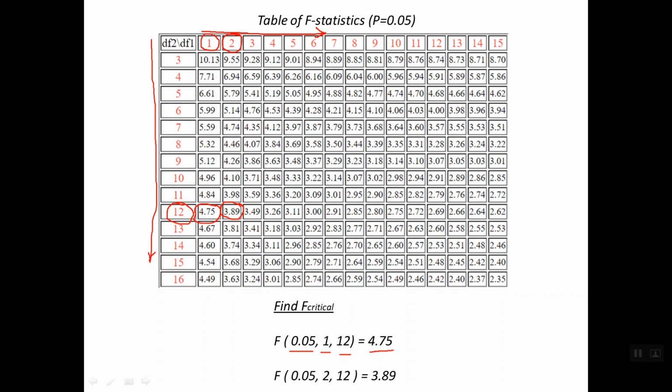So the value for F for significance level 0.05, degree of freedom numerator 2, and for the error 12 is 3.89. This is valid for both the second factor, which is the time, and the interaction.